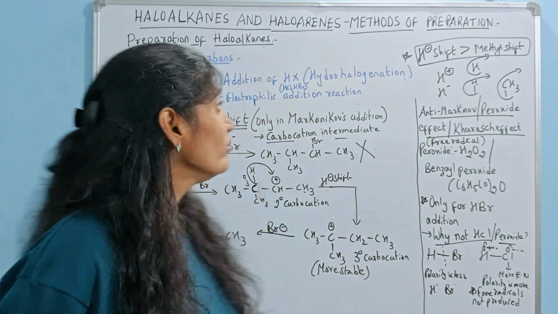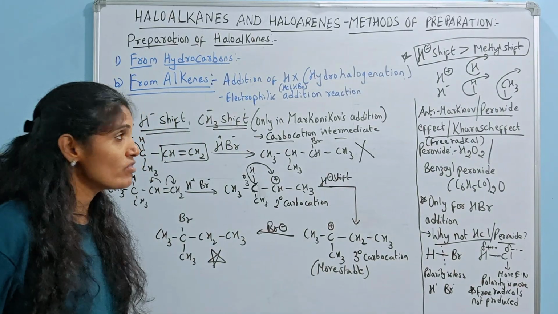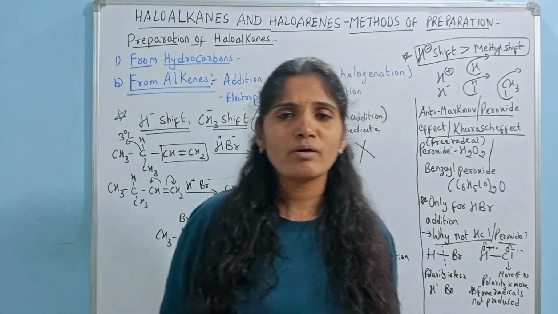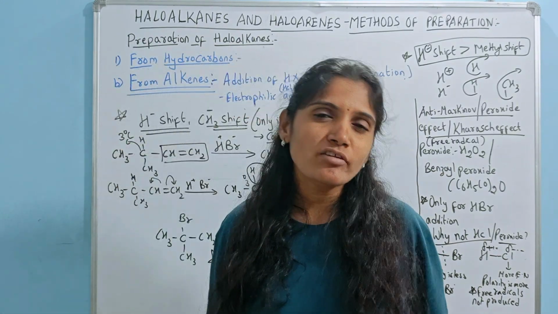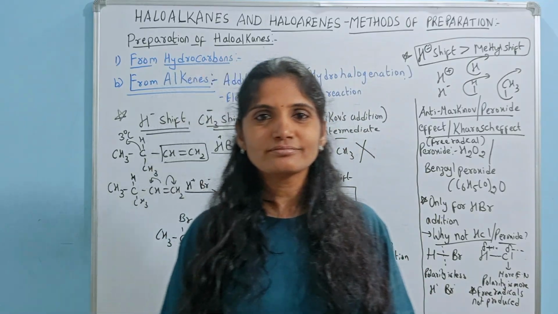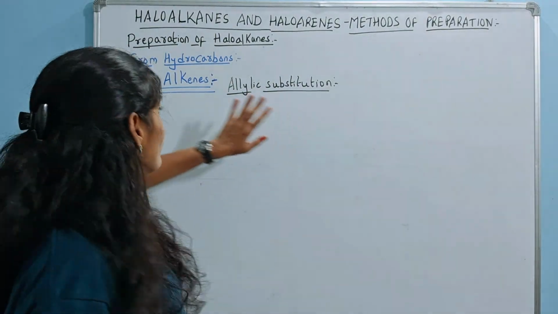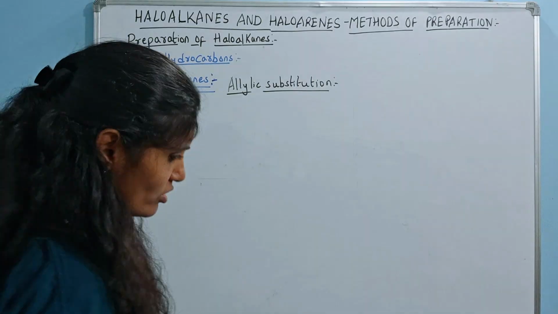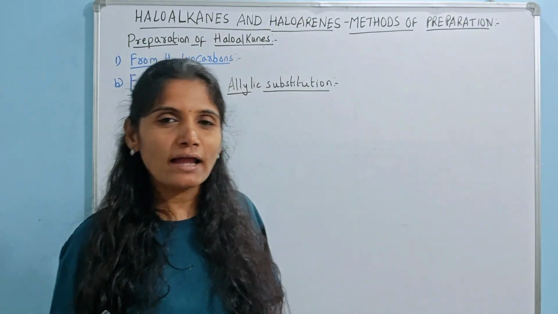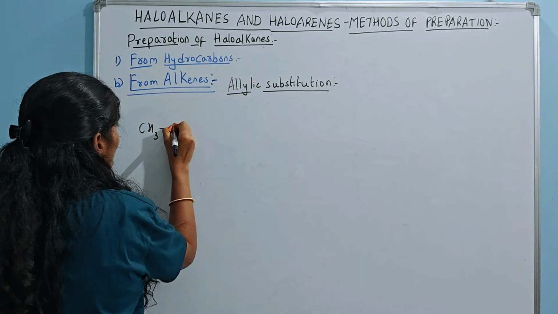So we have seen addition of halogen, which is halogenation. We have seen addition of HX, which is hydrohalogenation. Now we are left with the last preparation from alkenes, which is by allylic substitution, which is a very small concept. Let us do that now. Let us see the last method of preparation of haloalkanes from alkenes, which is allylic substitution. In the initial classes, I already taught you what is an allylic halide and what is a vinylic halide. Now let me take propene here.